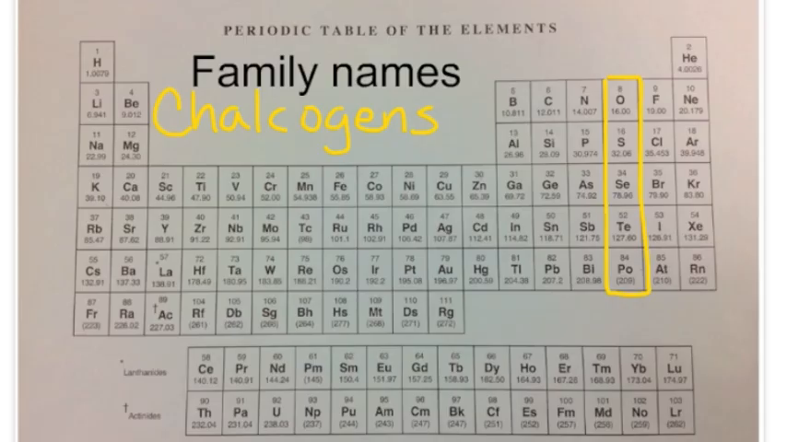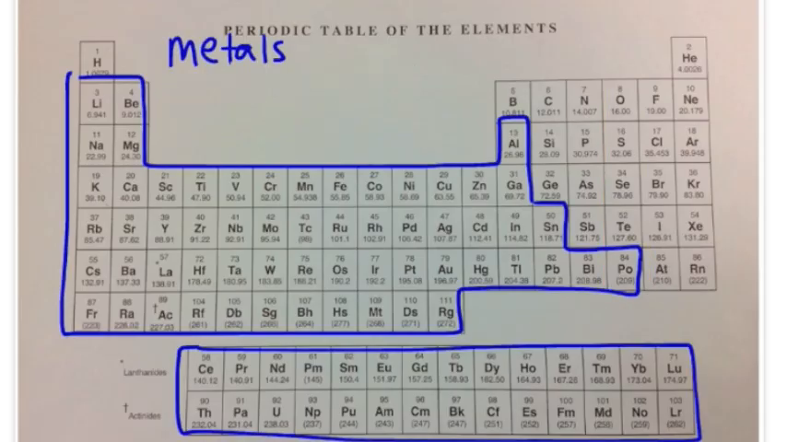Next thing you need to know, metals are outlined in blue. Characteristics: they're usually solids. In fact, most of them are except for one element, which we'll point out later. They're shiny, good conductors of electricity and heat. They're ductile, and they're quite malleable, which means you can hammer them into fine sheets.